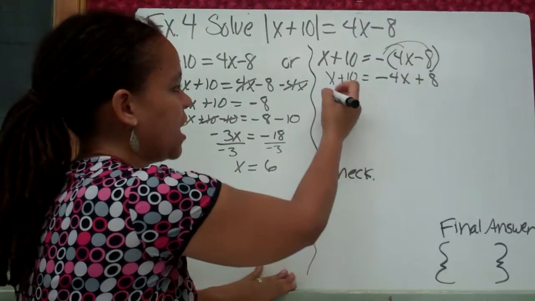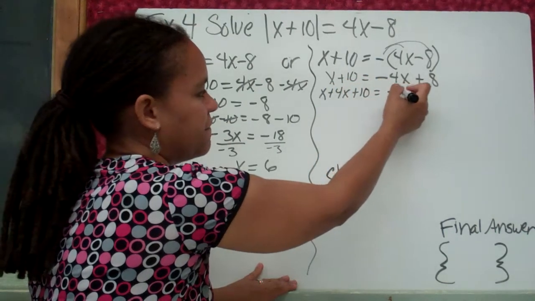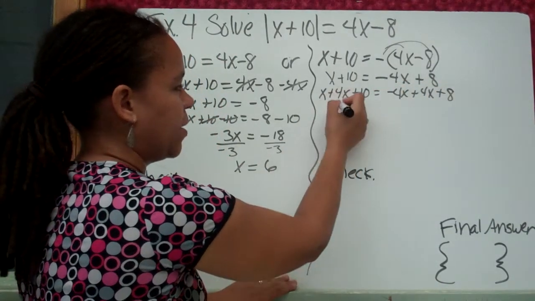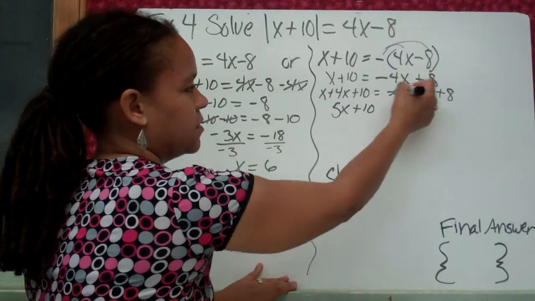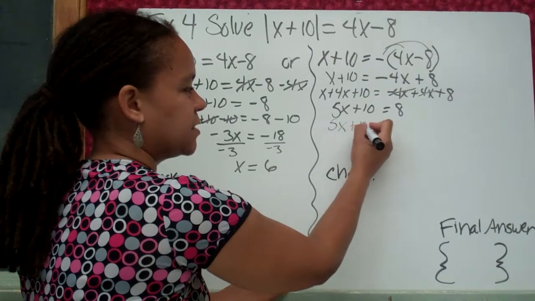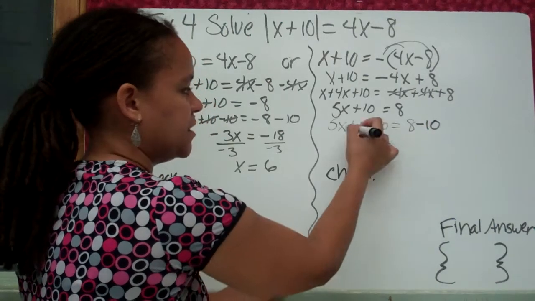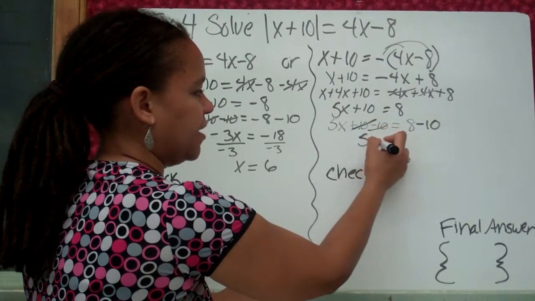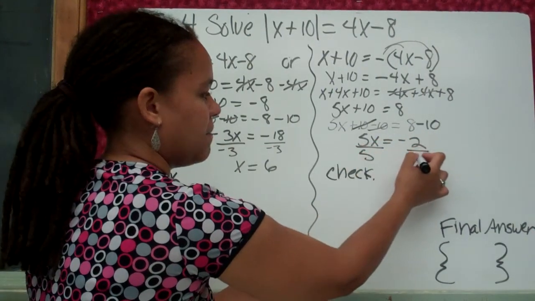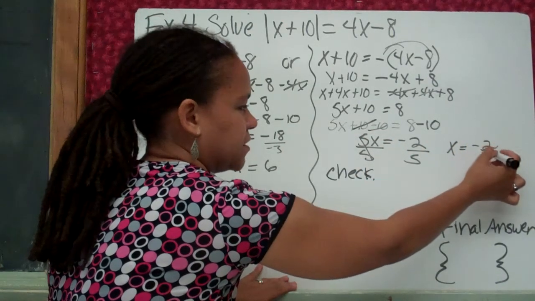So now let's get all our x's on one side. I would add 4x to both sides. So x plus 4x plus 10 equals negative 4x plus 4x plus 8. And then we have 5x plus 10 is equal to 8. We're going to subtract 10 from both sides. Plus 10 minus 10 is equal to 8 minus 10. These cancel out. So 5x is equal to negative 2. Divide by 5, divide by 5. So x is equal to negative 2/5.